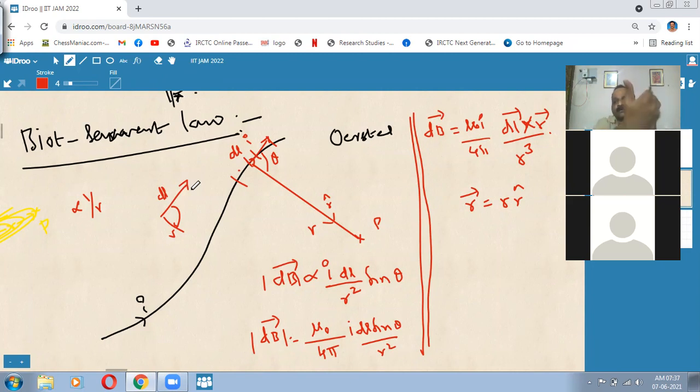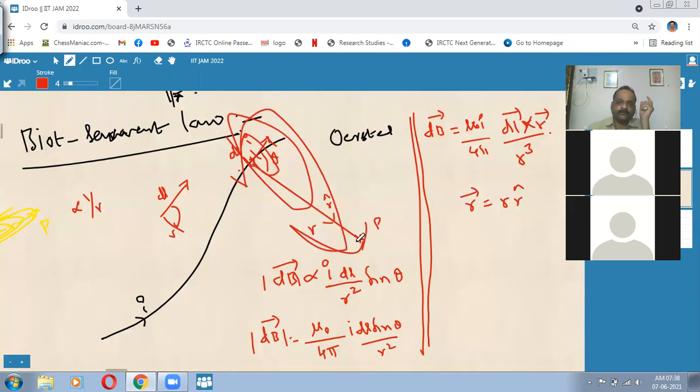Now hold this wire with your right hand, with thumb in the direction of current. The right hand four fingers curl like this, which means the magnetic lines of force start like this and at this point go into the board. So Ampere's right hand rule gives the same as dl bar cross r bar: the magnetic field points into the board.